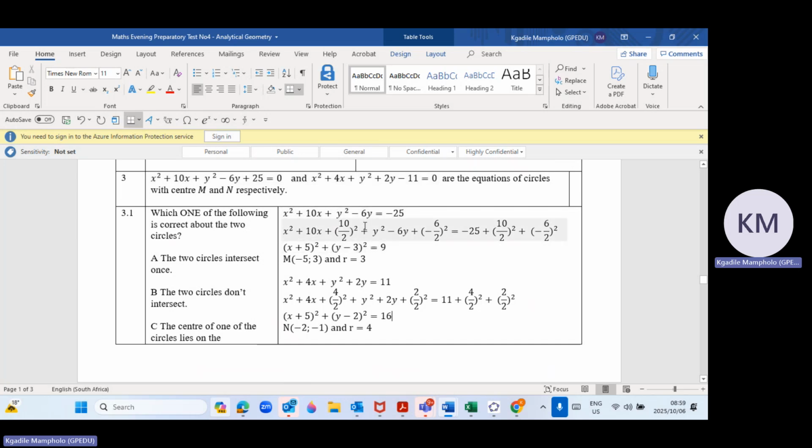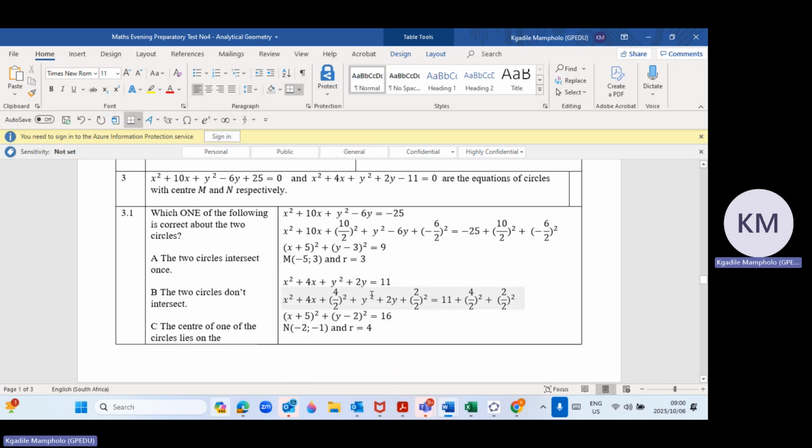So what you did here, because it was not there, you repeat on the other side. Then you also repeat this on the other side. Then this will be 10 over 2 is 5. Remember, when you come to this, you don't even look at this. You just say 10 over 2 is 5. Then you put 5 here, all squared. Minus 6 over 2 is minus 3. Put minus 3, all squared. Then here it will be minus 25 plus 25 plus 9, and then it will be 9. Then it means the center of the first circle is negative 5 and 3. And the radius will be the square root of 9, which is 3.